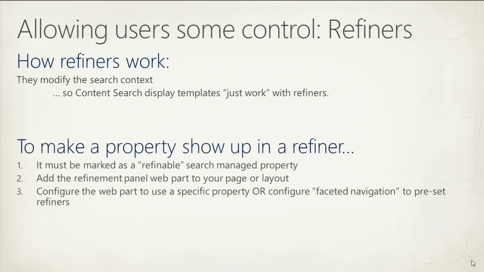The next thing is that the refiners are mapped to refinable search managed properties. And if you go to the search sessions, they'll probably talk a little bit more about that detail. But suffice it to say, you need to mark the properties that you're interested in as refinable. Then you'll add the refinement panel web part to your page or your page layout. And then you configure that web part to use a particular property, or you might be configuring faceted navigation to preset the refiners in a catalog connection.